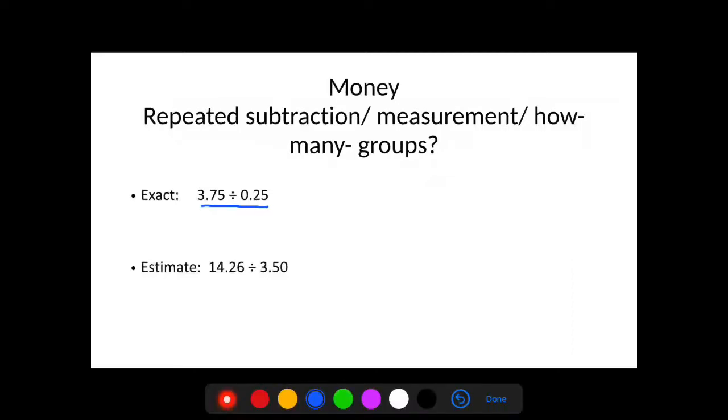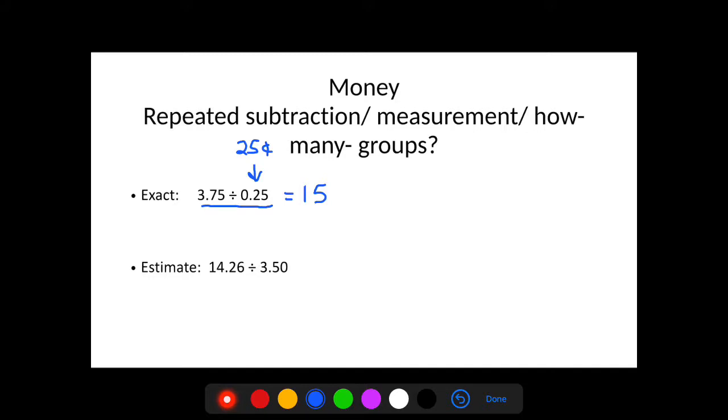So here, we could think of our 25 hundredths as 25 cents or quarters. So my question is, how many quarters are in $3.75? Well, there's 4 quarters in $1, and then I have $3, so that'll be 12 quarters, and then 75 cents, that's just 3 quarters, so 12 plus 3 is going to be 15 quarters in $3.75.